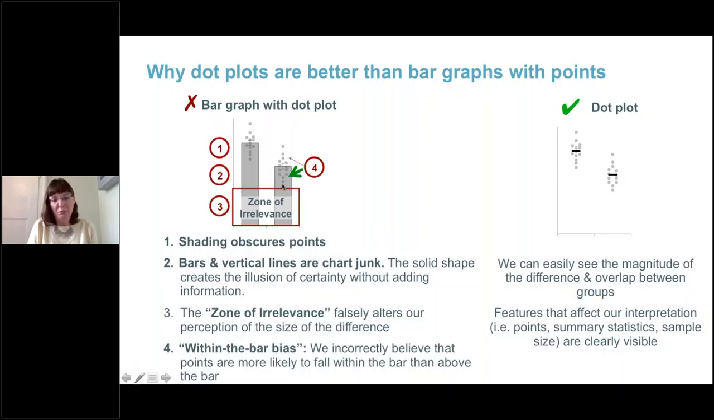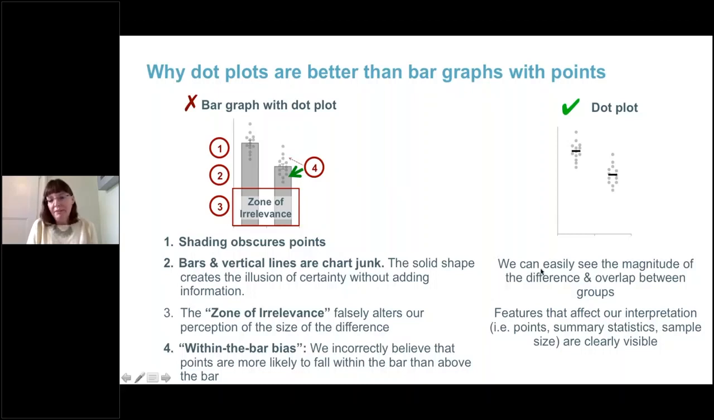So if readers are asked to estimate the likelihood of 2 data points that are equidistant, but one is above the bar and one is below the bar, people will rate the point inside the bar as being more likely. And there's other evidence out there that about 1 in 5 readers tend to assume that the data points fall within the bar and not above them. So the bar graphs can simply be misleading.